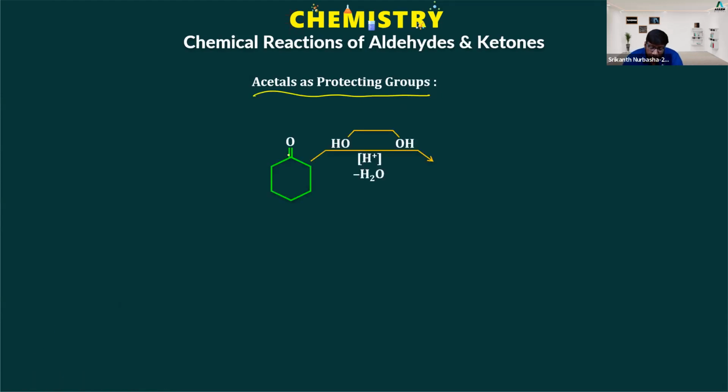This is what, students, a C double bond O group, right? It is a ketone, so you should form the respective cyclic ketal. First, I have treated it with HO CH2 CH2 OH, that means ethylene glycol, then H plus, ethylene glycol in the presence of acidic medium. What will happen? It will form the respective cyclic ketal. Yes or no? Yes.